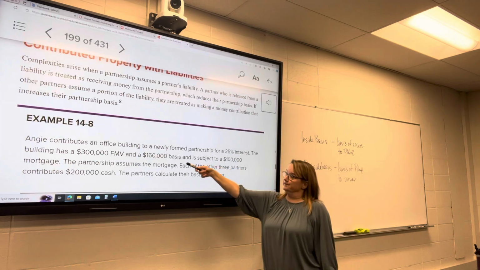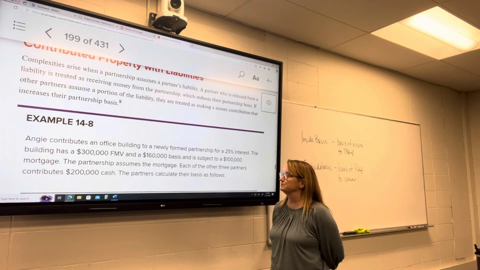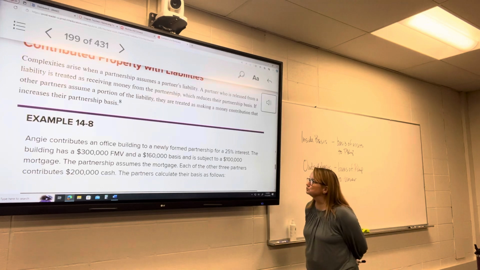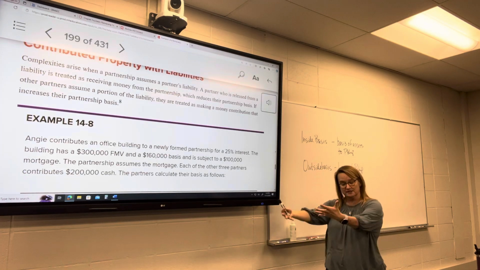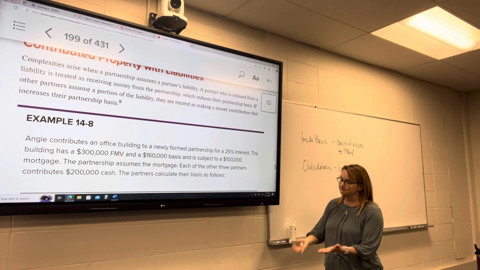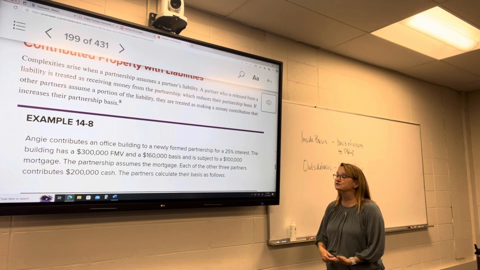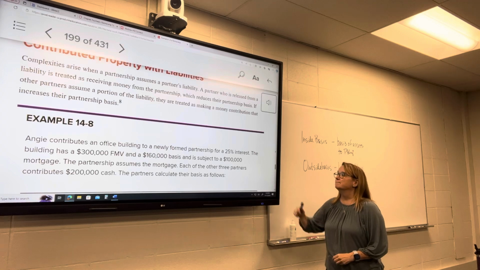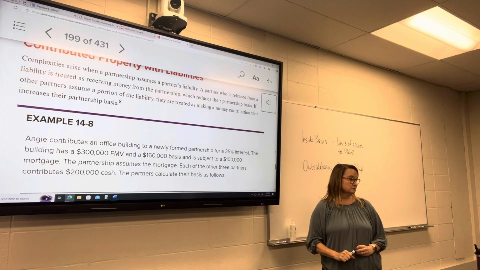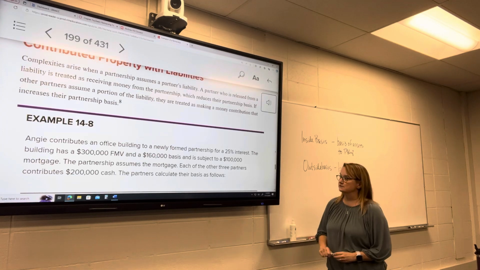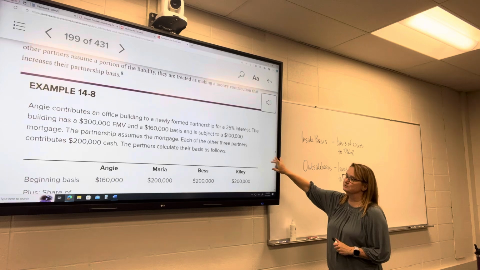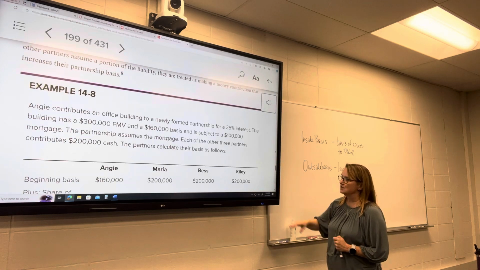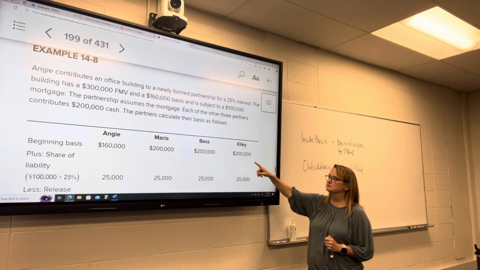So we've got Angie. She's contributing an office building to a partnership for a 25% interest. So in exchange for the 25% in the partnership, she's giving them the building. It has a $300,000 fair market value, $160,000 basis, but it has a $100,000 mortgage on it. All right, so the partnership is going to take on the mortgage. Each of the 3 partners contributes $200,000 in cash. So here are the contributions of everybody.